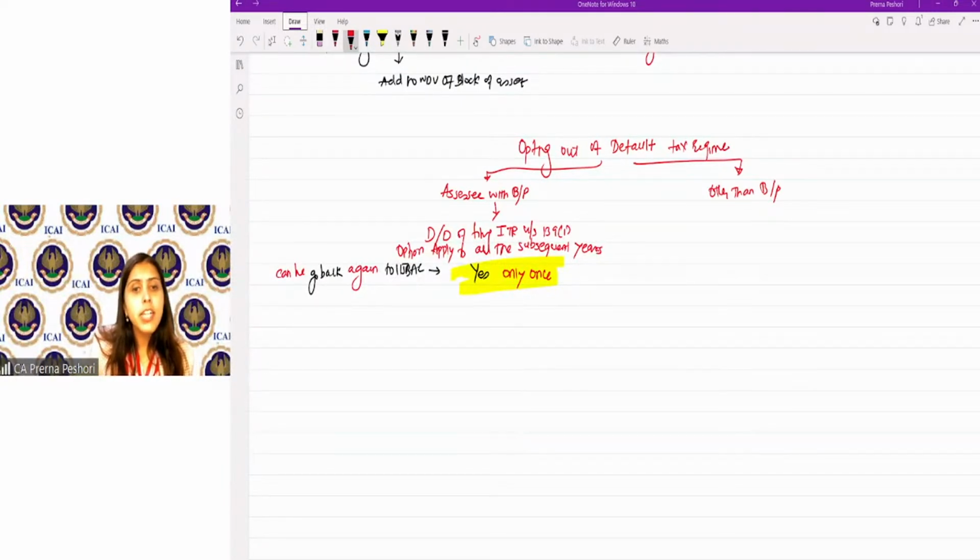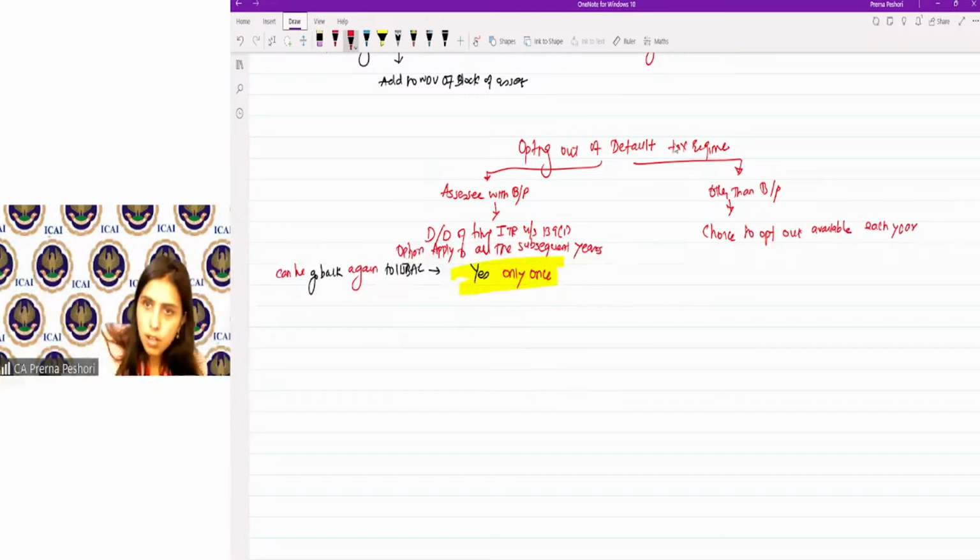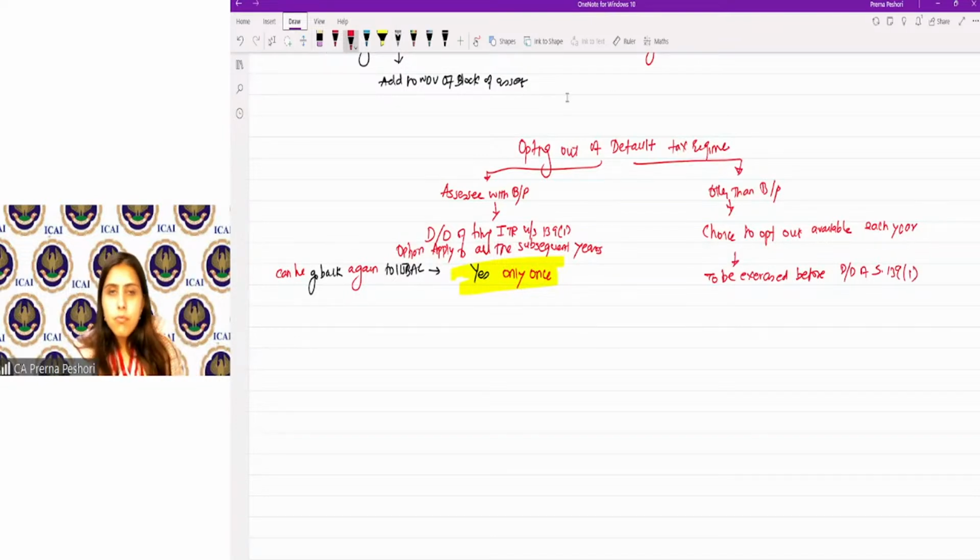For a person not having business income, they can choose or withdraw each year. So, for other than business or profession, the choice to opt out is available each year, to be exercised before the due date of section 139. The problem is only for the business or profession assessee.